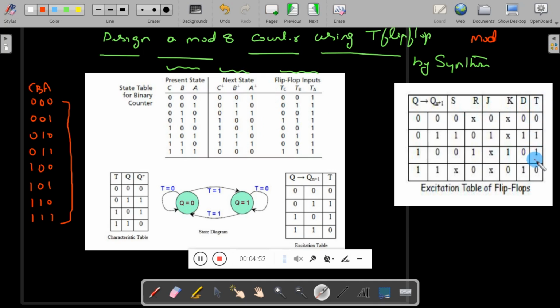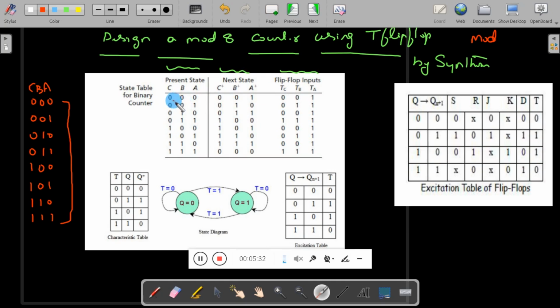We will consider the entries related to the T flip-flops. Here you can see in this excitation table, when the state changes from 0 to 0, that is present state is 0, next state is 0, then what is the input to the T flip-flop? That is 0. When present state is 0, next state is 1, the input to the T flip-flop is 1. When present state is 1 and next state is 0, the input is 1. When present state is 1 and next state is 1, that means it will remain in the same state, then the input to the flip-flop is 0. So now we have to consider this for writing the inputs.